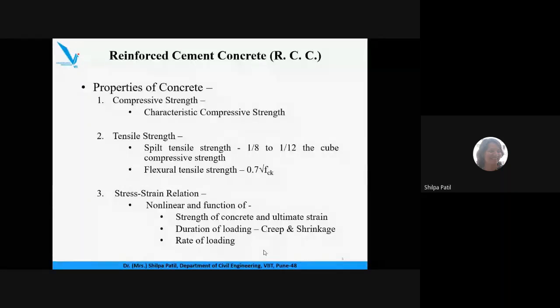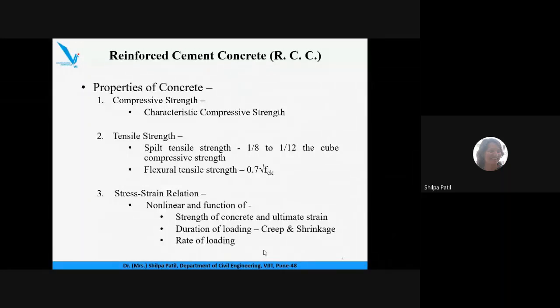As I discussed, tensile strength cannot be calculated directly by putting the concrete element in the UTM or by applying direct axial tension. We always need to find the tensile strength indirectly, in the form of compressive strength. Then we also started discussion on the stress strain relation.